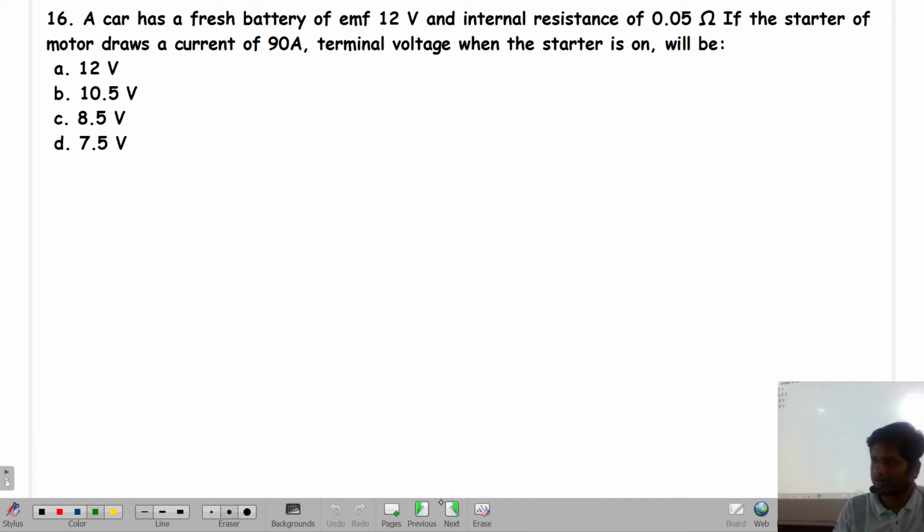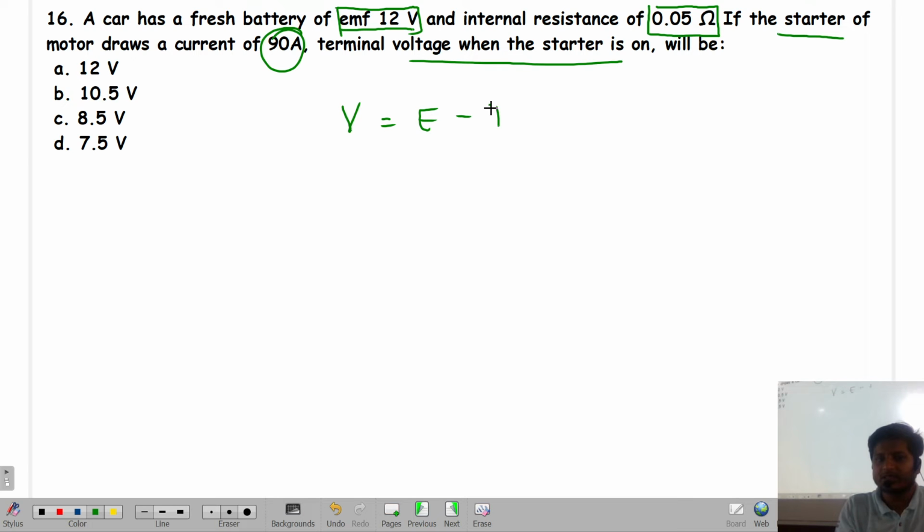Question 16. Done? Anyone have done it? EMF is given 12 volt. Internal resistance is also given, 0.05. If the starter motor draws a current, the current is also given. Terminal voltage, what is that? Formula: V is equal to EMF E minus current into internal resistance R, or not? Tell me yes or no. This is my terminal voltage.